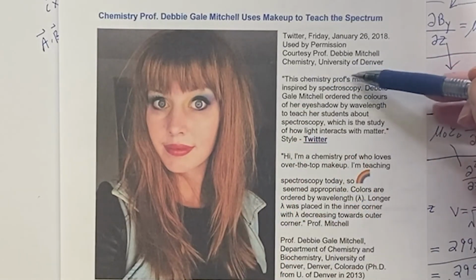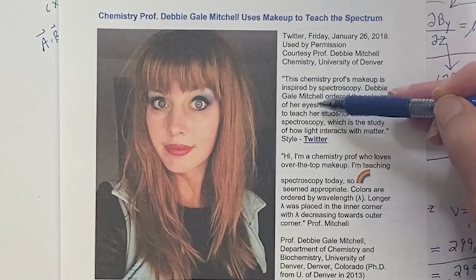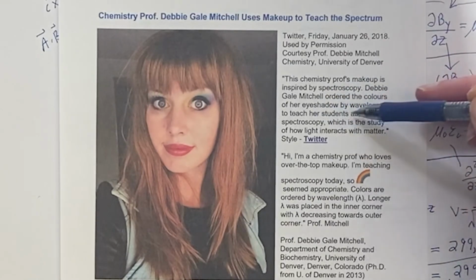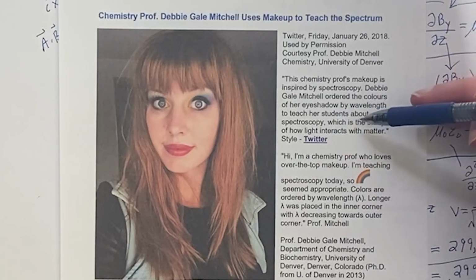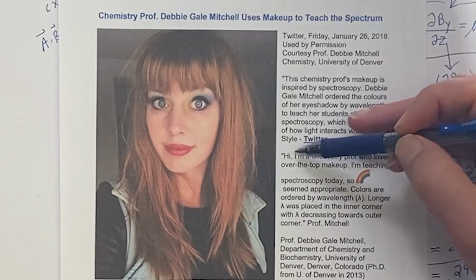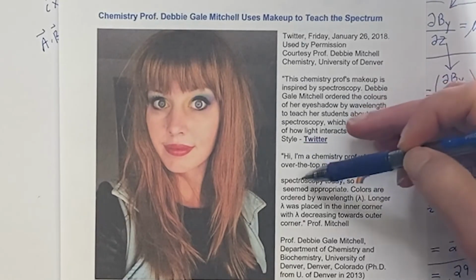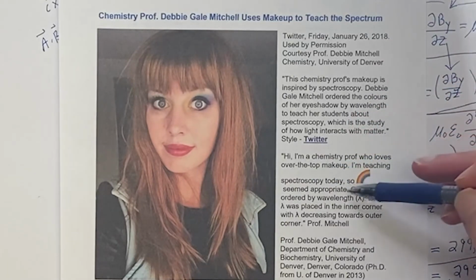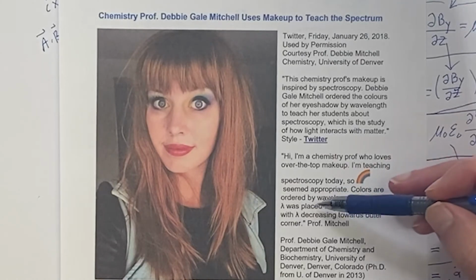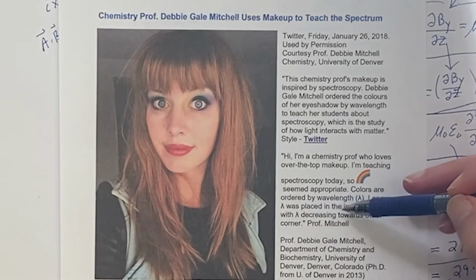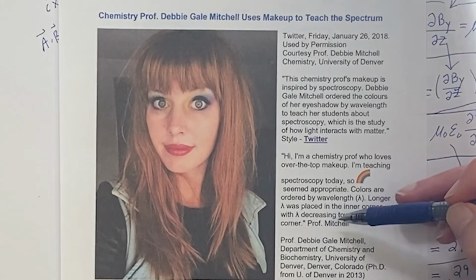This chemistry prompts makeup is inspired by spectroscopy. Debbie Gail Mitchell ordered the colors of her eyeshadow by wavelength to teach her students about spectroscopy, which is the study of how light interacts with matter. And then a quote from the professor: "Hi, I'm a chemistry professor who loves over-the-top makeup. I'm teaching the spectrum today, so it seemed appropriate. Colors are ordered by wavelength. Longer wavelength was placed in the inner corner with wavelength decreasing towards the outer corner," Professor Mitchell.